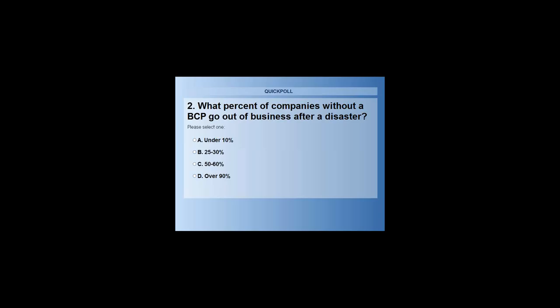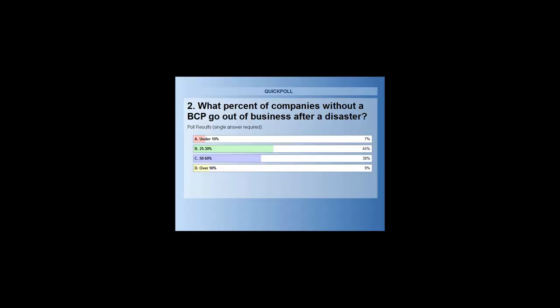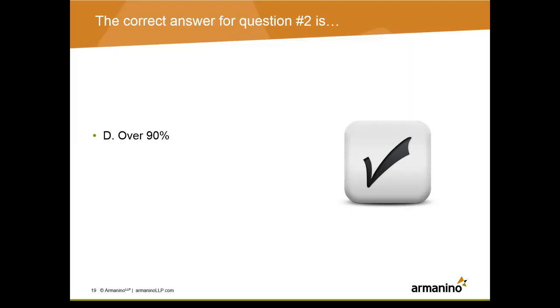So we're going to leave that open for just a couple more seconds. Looks like most of the audience has voted. All right, Brian, let's close that poll and we'll share what the audience thought and then share the correct answer. So looks like, Jeremy, that people think between 25 to 60% of businesses go out after a disaster.